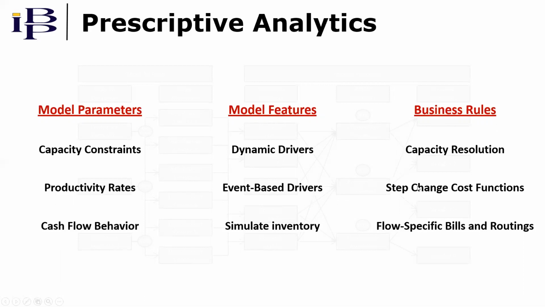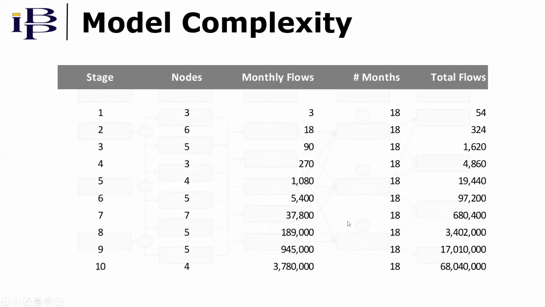So one of the key things here is being able to resolve capacity constraints, step change cost functions, and have flow specific bills and routing. So for example, if you move something from one plant to another, it understands how the bills and routings are going to change. So these are just more detailed models than from a financial perspective, what you're used to seeing.